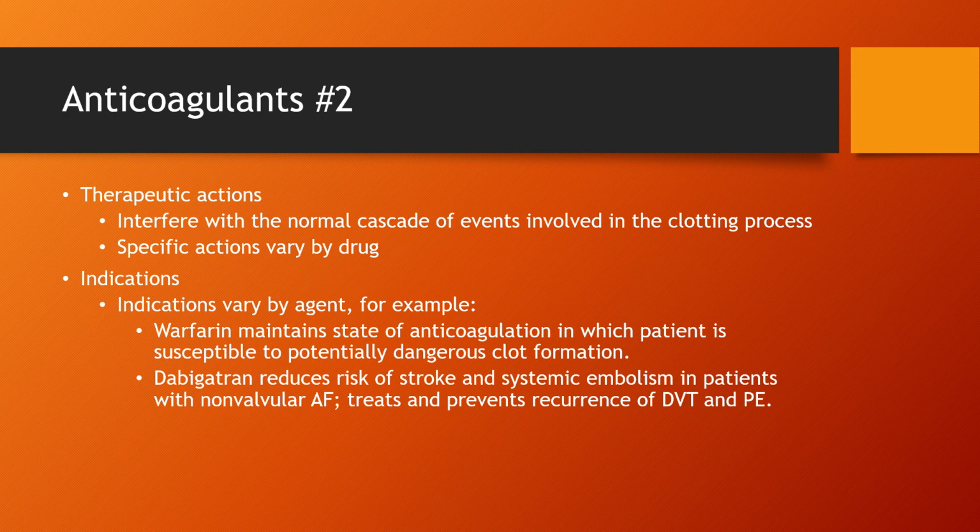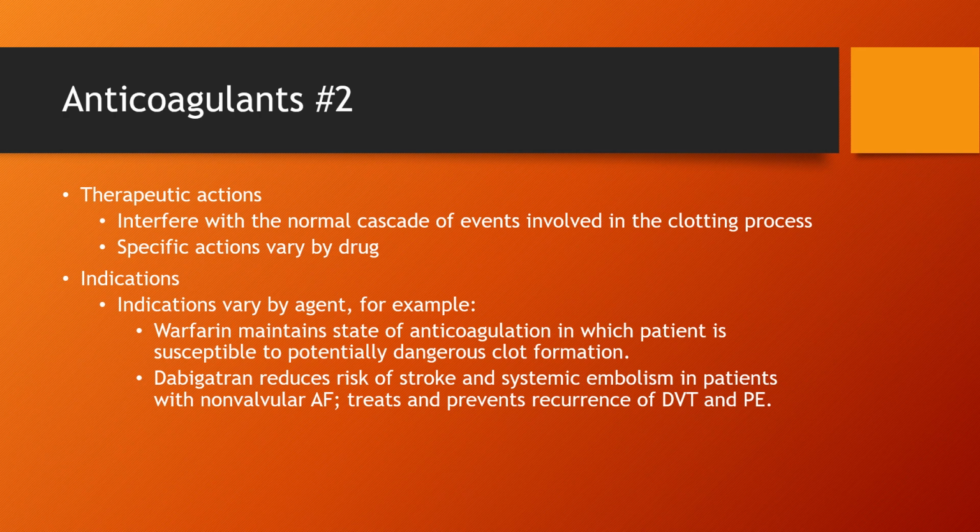So again, our therapeutic action is that these anticoagulants interfere with the normal cascade of events involving the clotting process. It does vary a little bit depending on the drug. Indications, again, are going to vary depending on the drug. But for example, warfarin is going to maintain a state of anticoagulation in which patients are susceptible to potentially dangerous clot formation. So for example, they may have chronic PEs or pulmonary embolisms or DVTs. So they may have to stay on an anticoagulant for life.